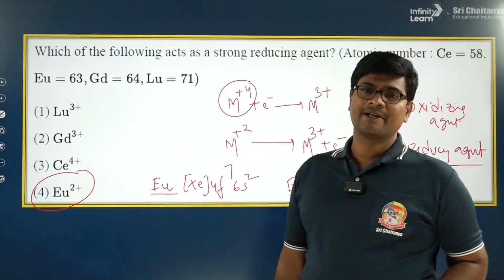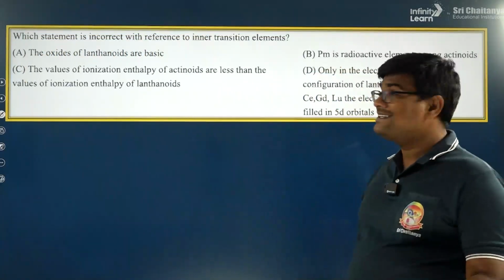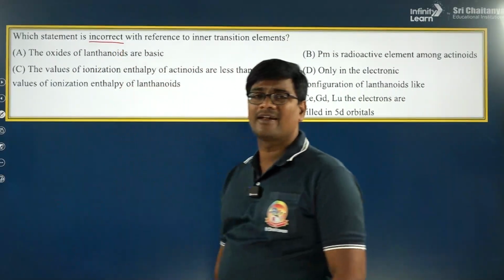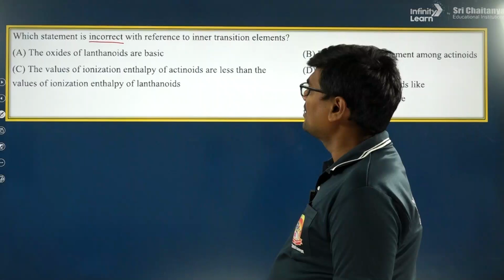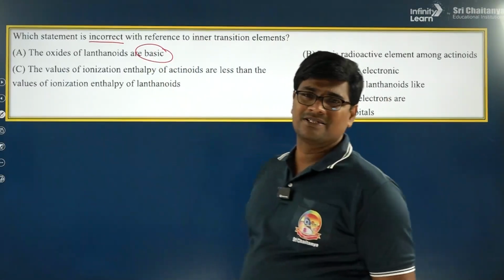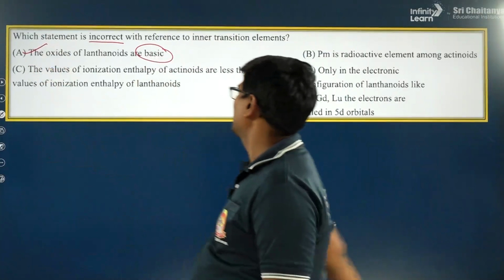Let's go for the next question. They have given some statements again. Which statement is incorrect with reference to the inner transition elements? This is also about lanthanides and actinides. Option A. The oxides of lanthanides are basic. We have seen this already. Basic strength also, we have seen the trend. So A is correct.